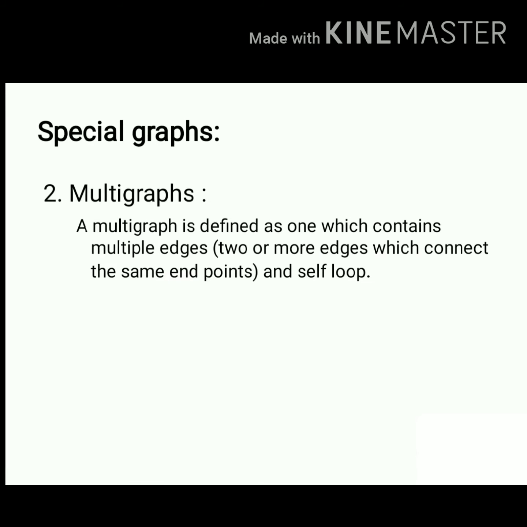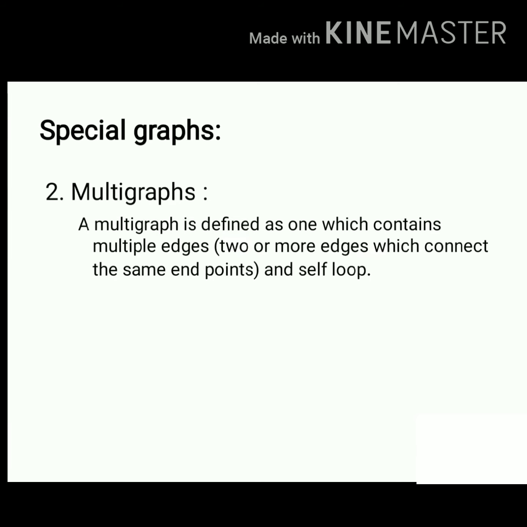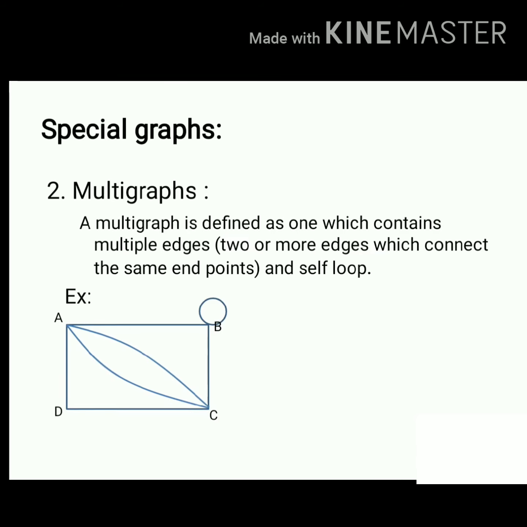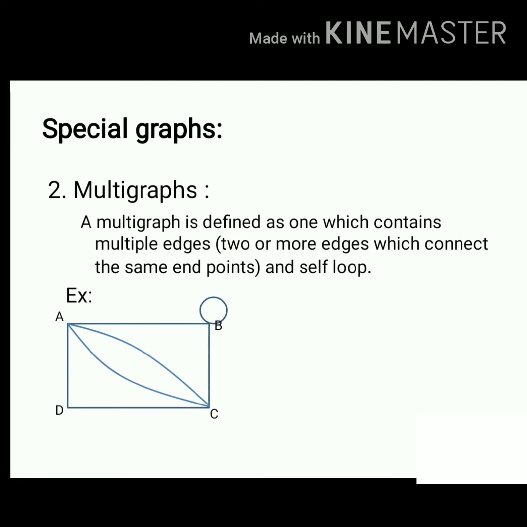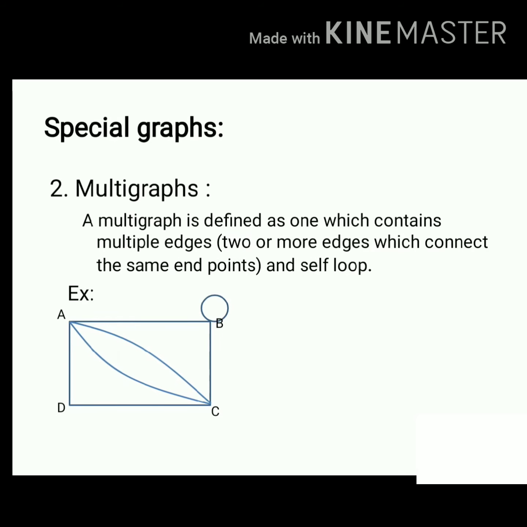Next is the multigraph. A multigraph is defined as one which contains multiple edges, that is, two or more edges which connect the same endpoints or same vertices. It can also contain a self loop. For example here, A, B, C, D are the vertices, and A and C have more than one edge between them. So the same vertices having more than one edge is called a multigraph.